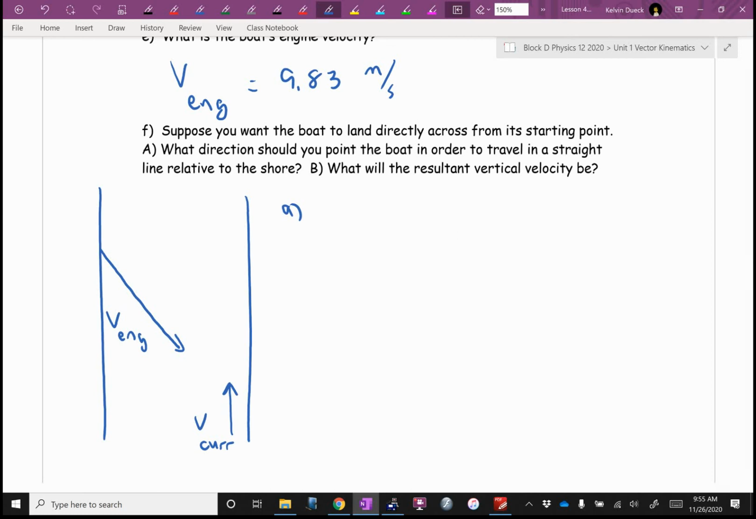Which vector looks uglier, the engine or the current? The engine, because it's slanty, yes? So if you draw that, which was 9.83, because I know what the resultant is supposed to look like, tell me when to stop drawing the current.